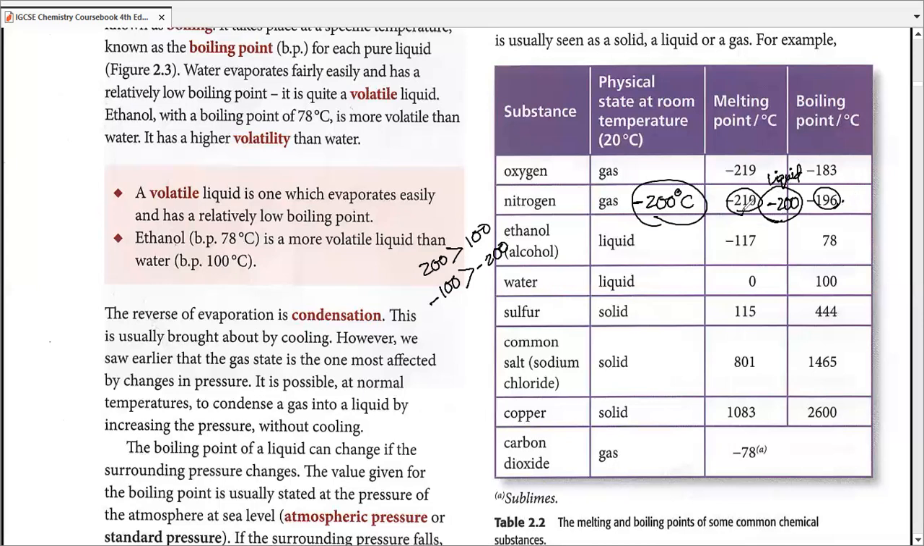Minus 200 is actually a bigger number than minus 210, so it's greater than the melting point. It's smaller than the boiling point because minus 196 is actually a bigger number than minus 200. So if the given temperature is in between the melting and the boiling point, the substance is said to be in liquid state.